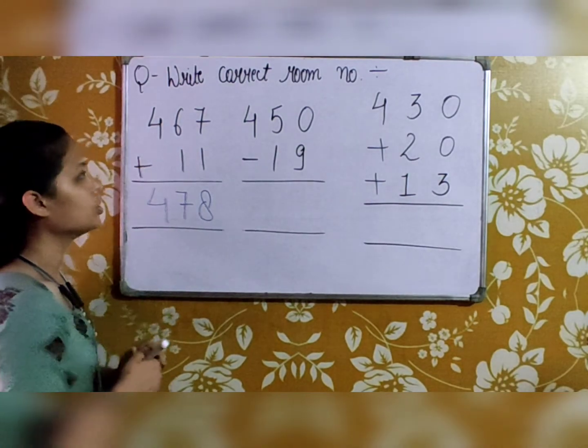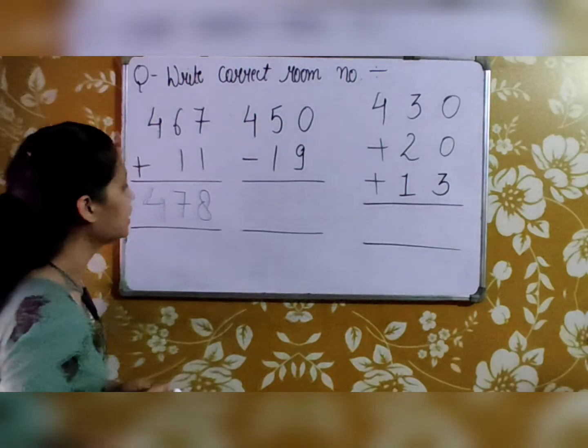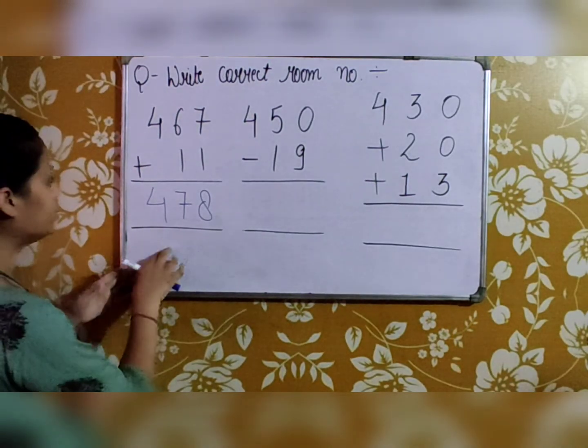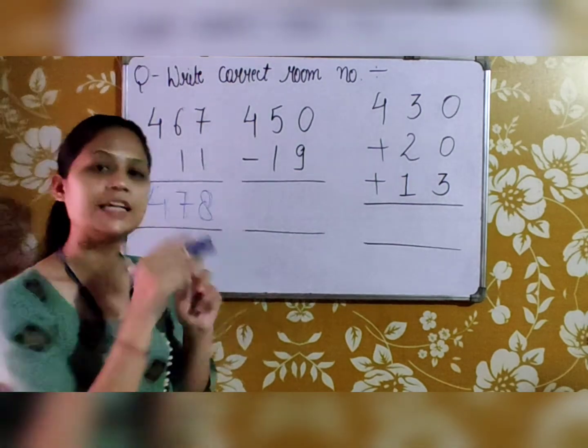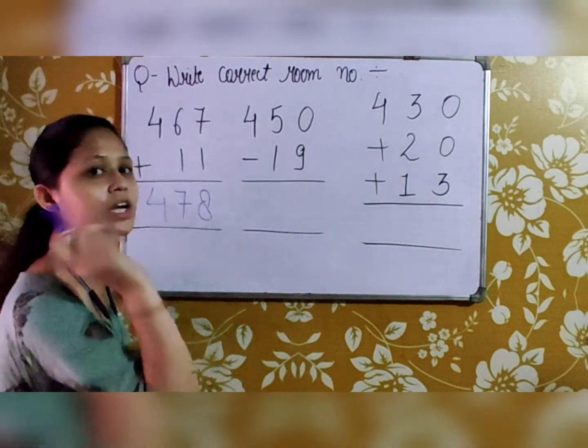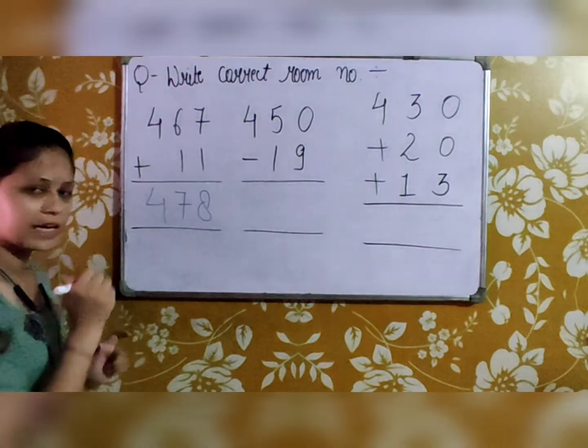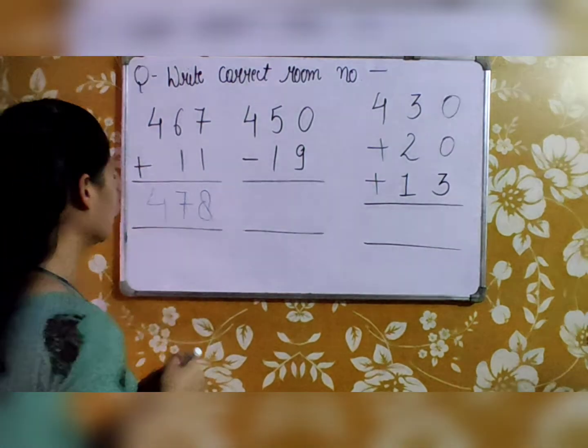So now, next question. We have found the answer 478. You will circle the number 478 in the table that is given in your book.